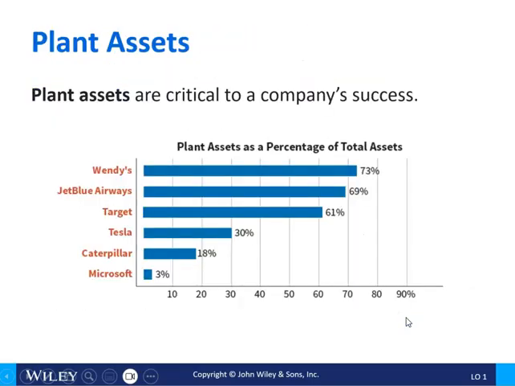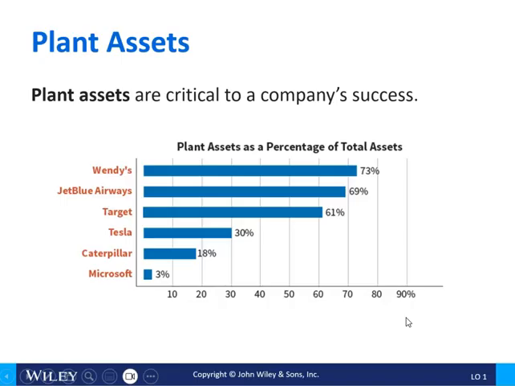Here's a graphic showing some different companies and what their plant assets are as a percentage of total assets. If you look at Wendy's at the top there, 73%. I'm going to make an assumption that they probably own a lot of their buildings and land that the restaurants are in, so that's why it's so high. If you go down to Microsoft, only 3%, so it's pretty small.